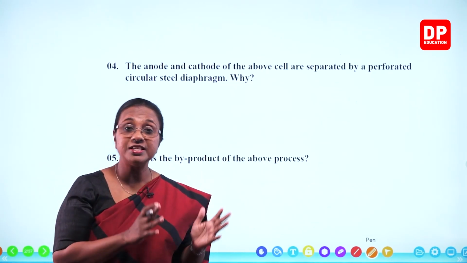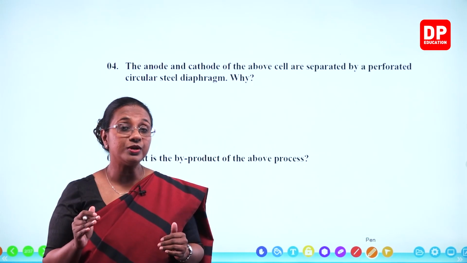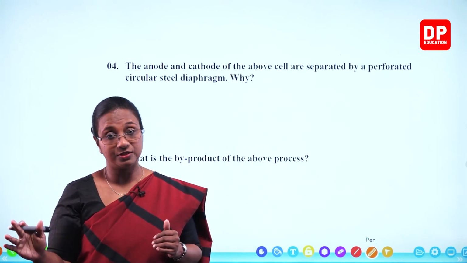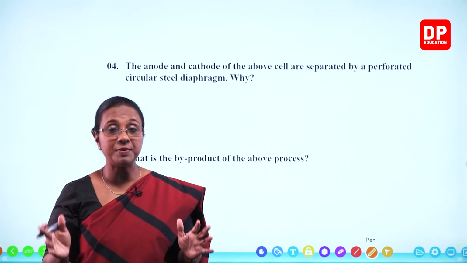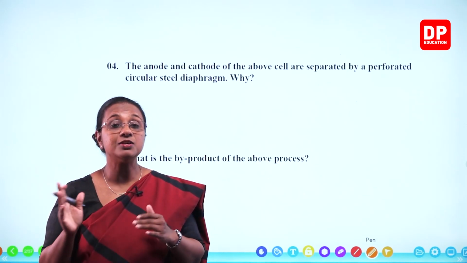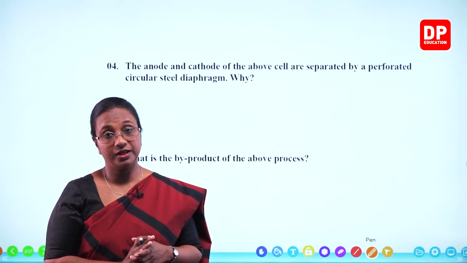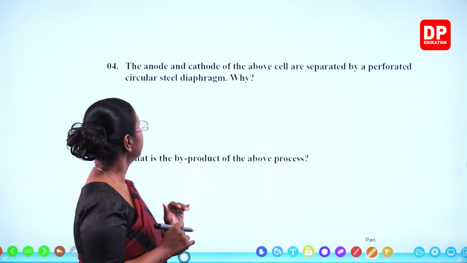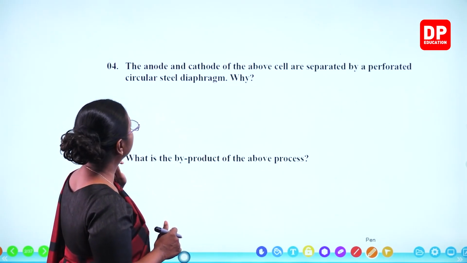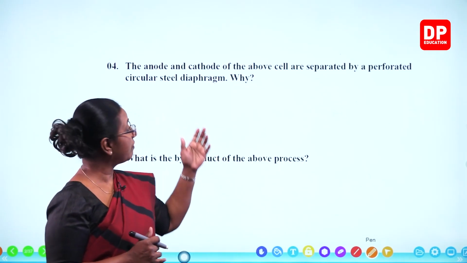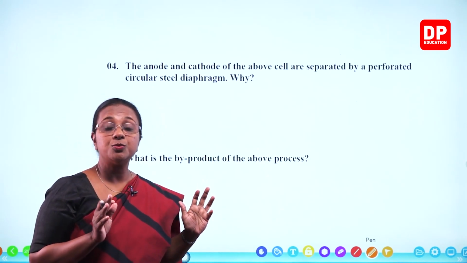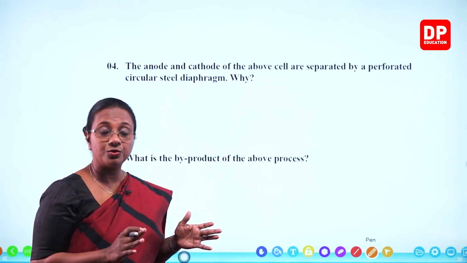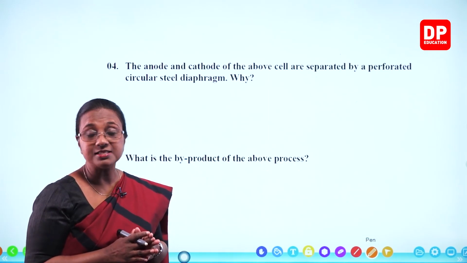To prevent that, there is this perforated circular steel diaphragm that allows the movement of the ions. Chlorine gets oxidized at the anode and sodium gets reduced at the cathode. And since they are both separated, there is no way sodium can react with chlorine. So the advantage of having this particular diaphragm, or why we have the diaphragm, is to prevent the reaction of liquid sodium with chlorine gas produced.